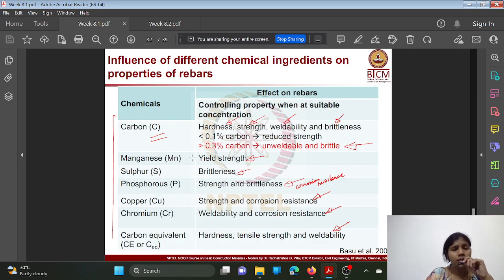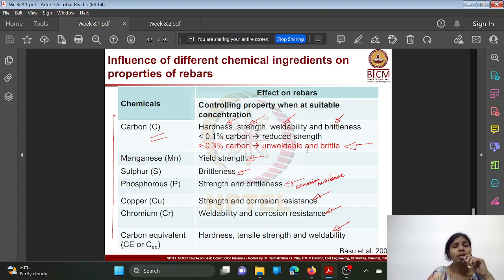And this table shows the influence of different chemical ingredients on properties of steel rebars, like carbon, manganese, sulfur, phosphorus, copper, etc. And what are the effects of this composition on these rebars, like controlling property at suitable concentration. See, hardness, strength, weldability, and brittleness. Carbon will have an effect on hardness, strength, weldability, and brittleness. Okay. When the carbon is less than 0.1%, it will have reduced strength, but when it is more, like greater than 0.3% carbon, it will be unweldable and it will also be brittle.